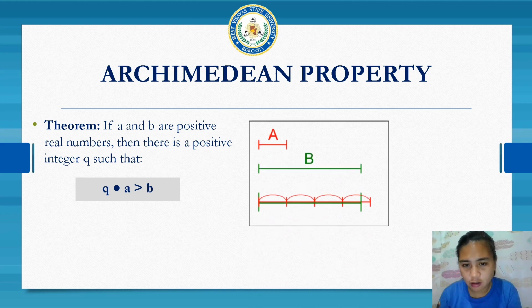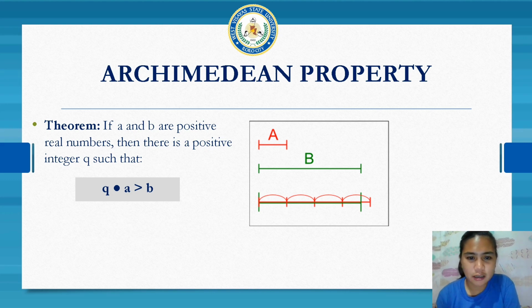To illustrate, we have set A as the red line and B as the green line. Then if we combine this, we can see that each red line, when put beside the green line, is less than the green line. Restating this, we can say that for every red line, there is always a greater line. Or simply, the product of Q and A is greater than B.